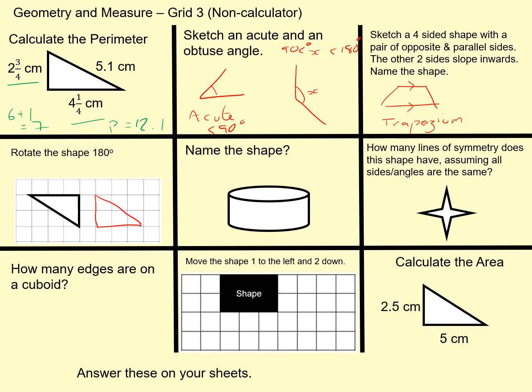Next up, name the shape. That is a cylinder. How many lines of symmetry does this shape have, assuming all sides and angles are the same? Again, I've tried to put these on as neatly as I can. So we've got one that goes down the middle that way. We've got one that goes across the horizontal that way. And we would also have the diagonals going through the middle. So how many lines? That's going to be 4 lines in total. Just draw 1, 2, 3, and 4.